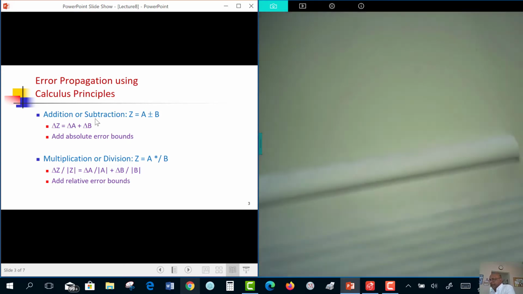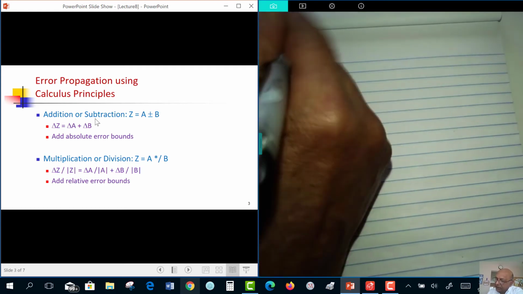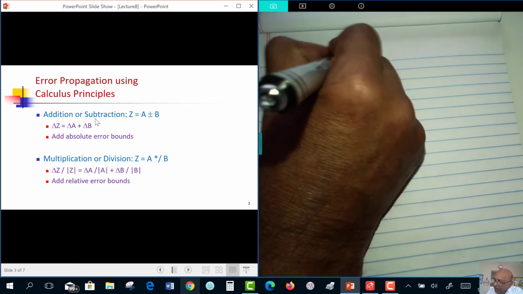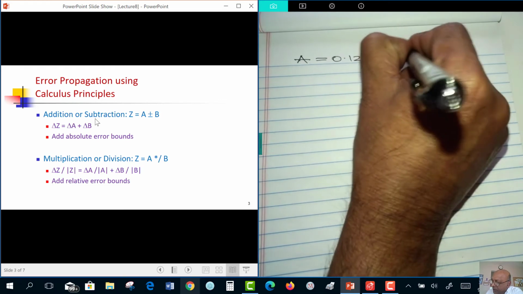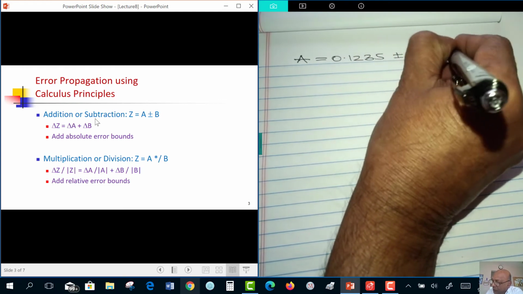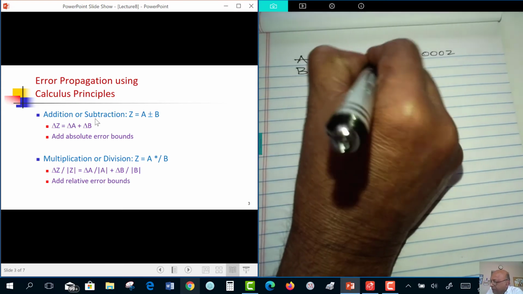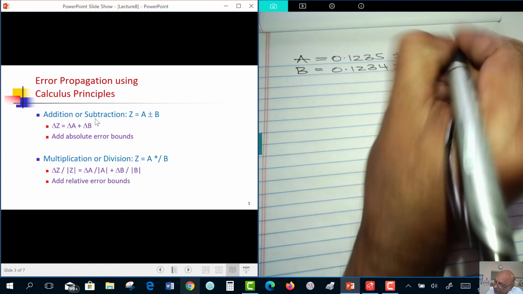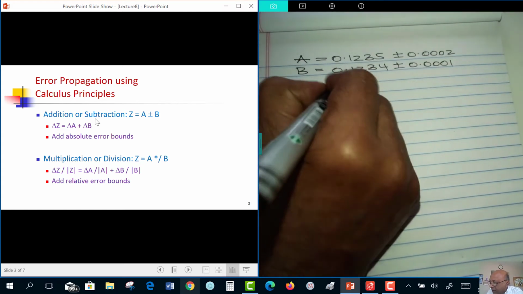So let's go back to our example and, just for simplicity, I'm going to repeat. A was 0.1235 plus minus 0.0002. B was 0.1234 plus minus 0.0001. So let's do Z is A times B.